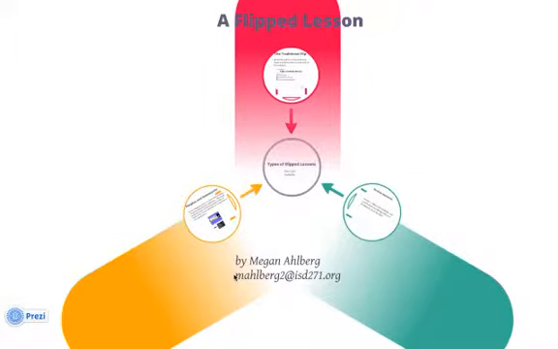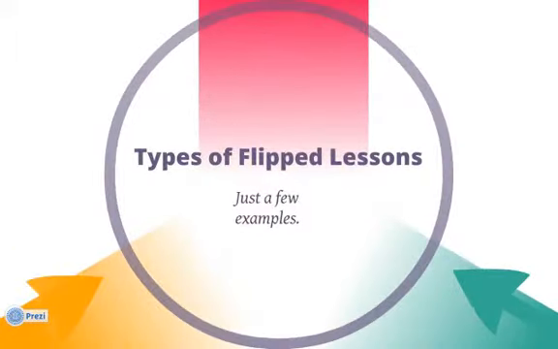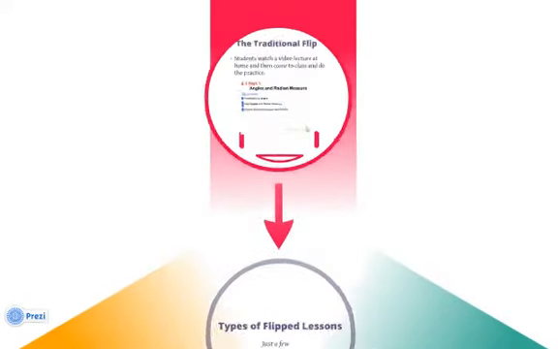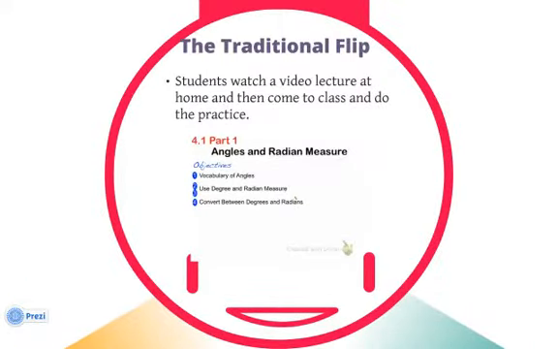This video is going to go through different types of flipped lessons that you can use in your classroom. The first type that I'm going to talk about is the one that I use most often in my classroom, and it's what I consider the traditional flip. In the traditional flip, students will go home and watch a video that you would normally give as a lecture in class. When they come back to class the next day, they can then go ahead and practice the topics that they learned in the video.